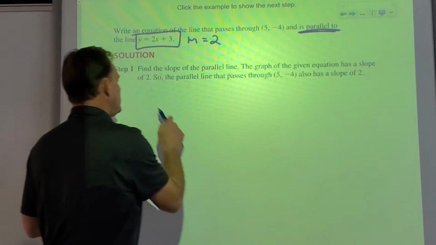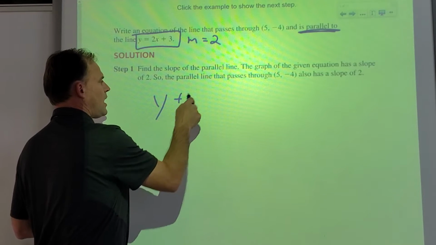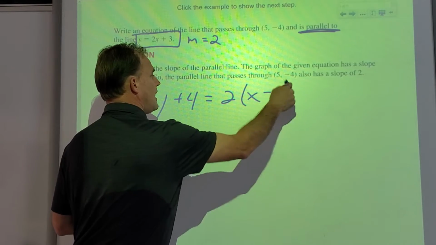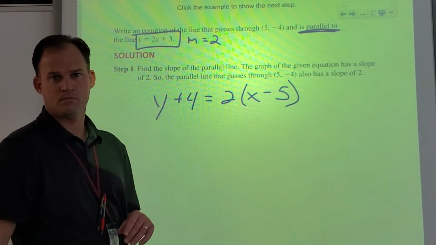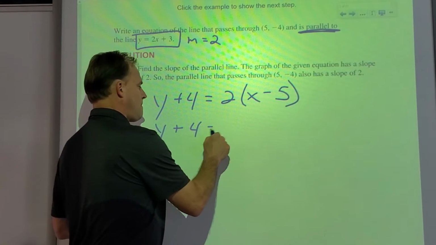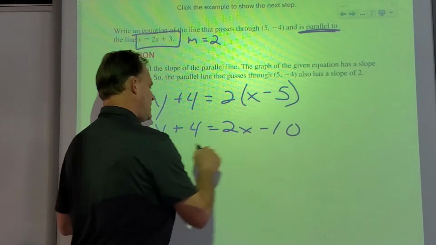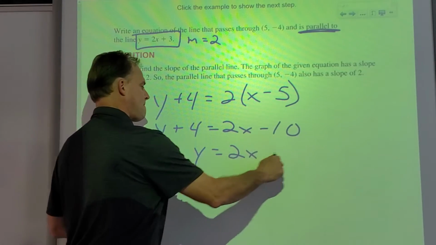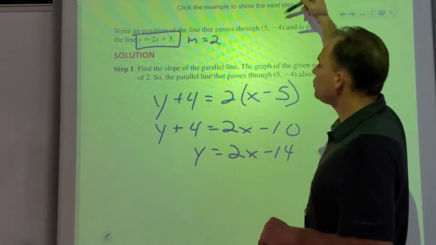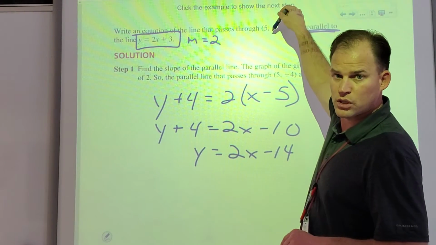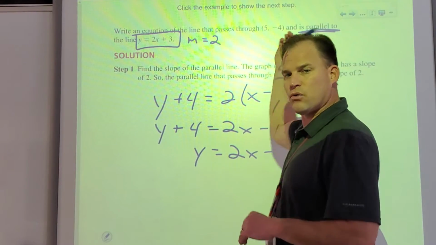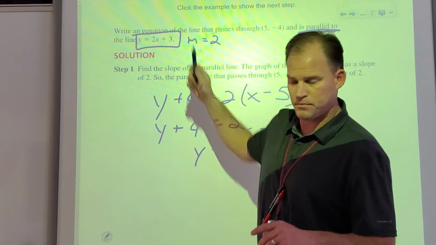So once I know that, I can use that information and write my own line. So here's my point, y minus y1, slope is 2, x minus x1. Just like we did the other day, distribute, get y by itself, done. So it's not going to specifically tell you the slope of the line you're looking for. It's going to tell you, hey, I don't know this one, but it's parallel to this one. All right?